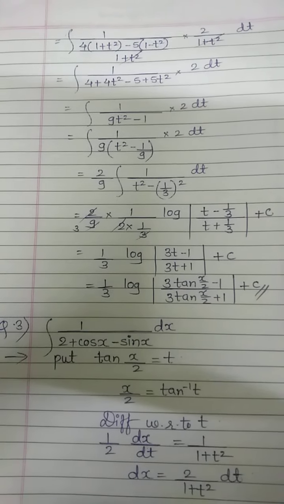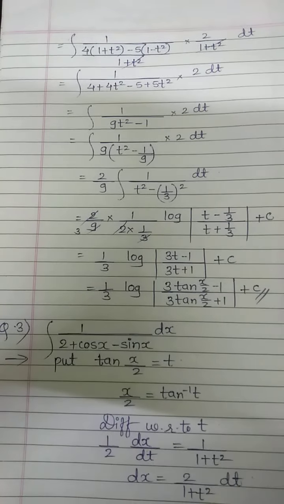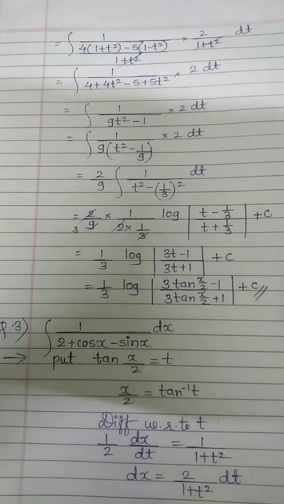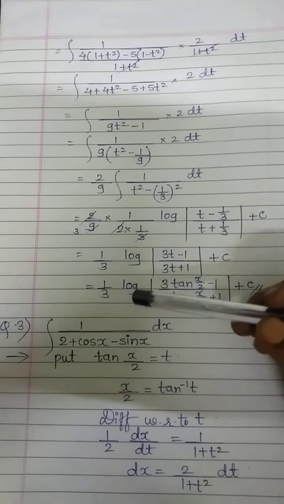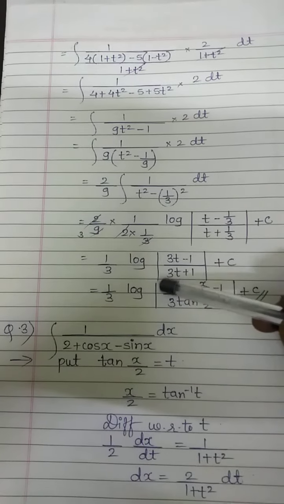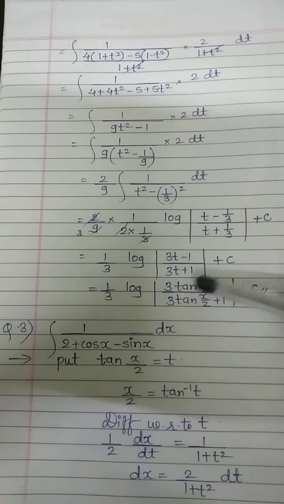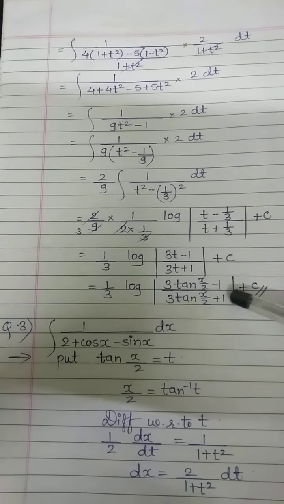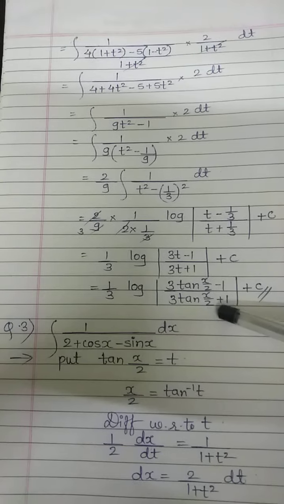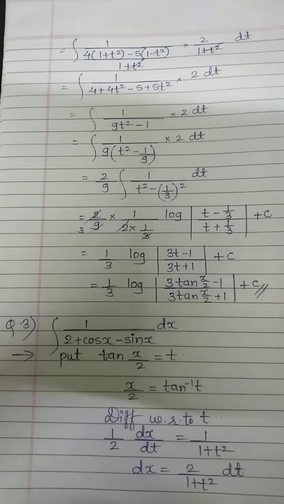Now resubstituting the value of t as tan x by 2, we will get the final answer as 1 upon 3 log mod 3 tan x by 2 minus 1 upon 3 tan x by 2 plus 1 plus c.